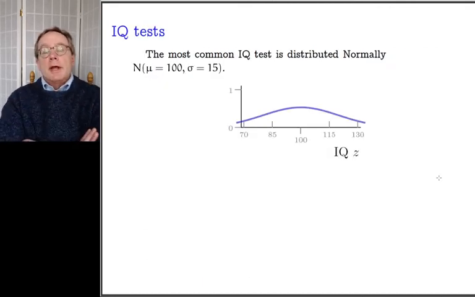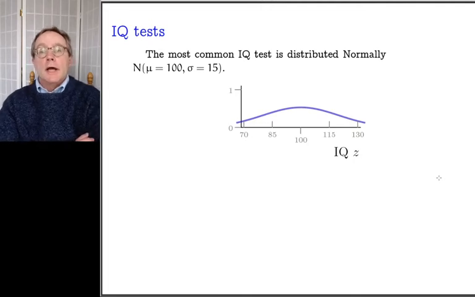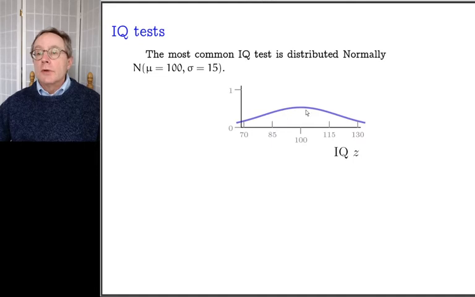It's been my experience that most folks in our class won't have taken an IQ test. In fact, often when I ask, I'm the only person who took an IQ test because they were common when I went to school. But the most common IQ test is distributed normally, bell curve, with a mean of 100, you see here it says mu equals 100, and a standard deviation of 15. And so the curve will look something like this. What you're looking at is that the great bulk of people are sort of in the middle, but there's a small number of people on the left and a small number of people on the right.